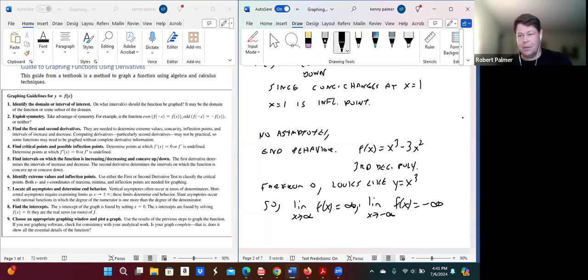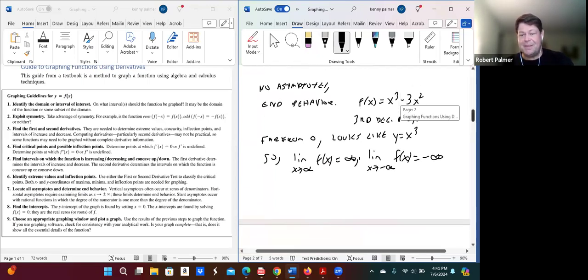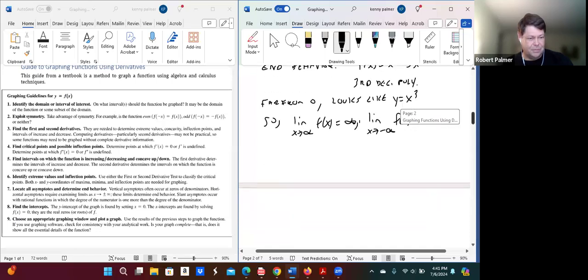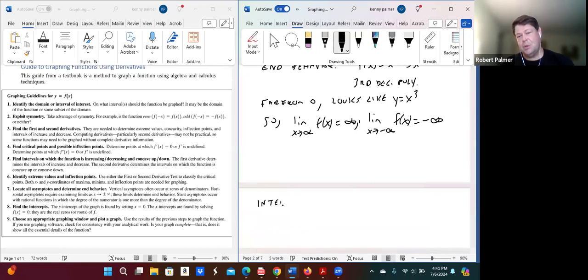Okay. Now, the last thing you have to do is find the intercepts. And let me do that right here. So intercepts. All right, so once again, let's write our function down again. f of x is equal to x cubed minus 3x squared.